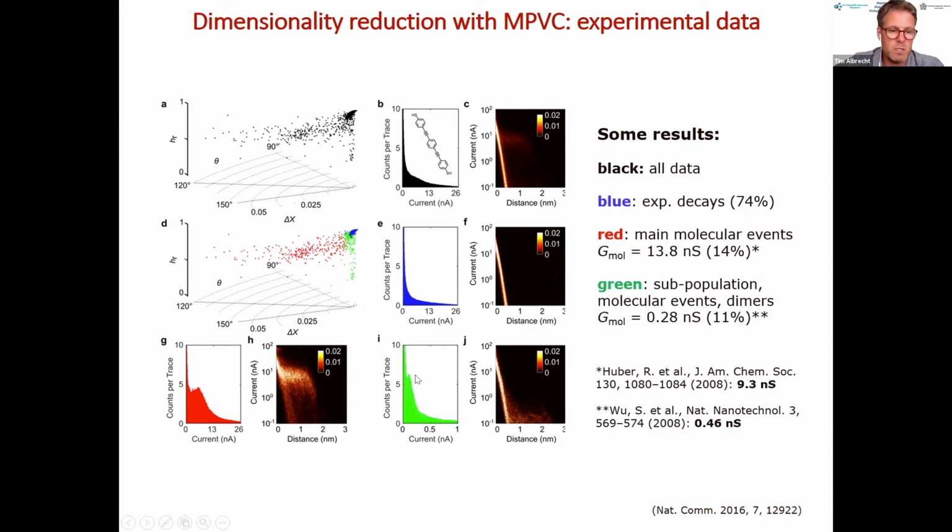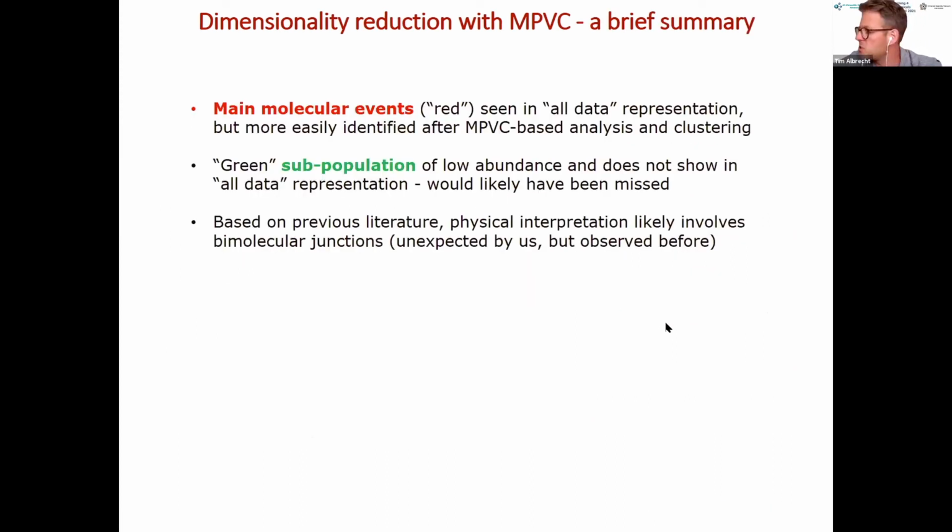Now, surprisingly, when we looked at the green cluster, we found that there's also a peak. Maybe it's a bit squashed against the left-hand side, but there's a clear peak that corresponds to something like molecular behavior. That we didn't expect, and we didn't know what it was until we read the literature properly and went back to it. It turns out this had actually been observed before. Wu et al., in a paper in Nature Nanotechnology some time ago, measured a conductance of 0.47 nanosiemens, whereas for our data we get 0.28. That's actually fairly close.